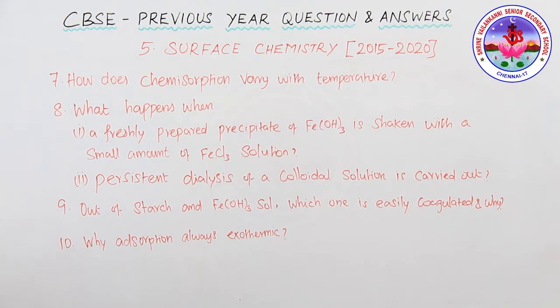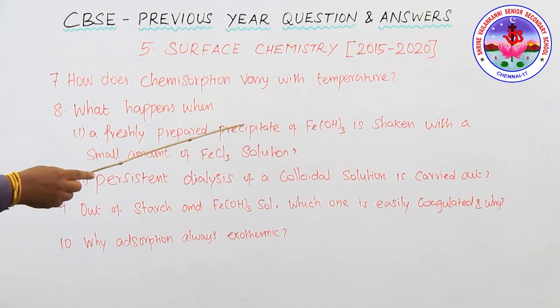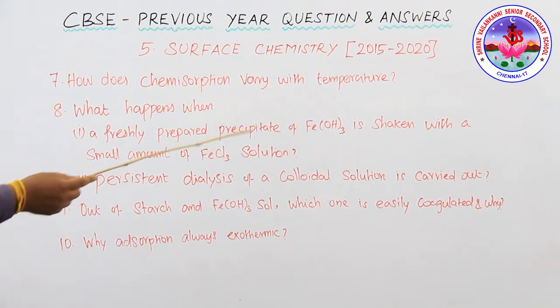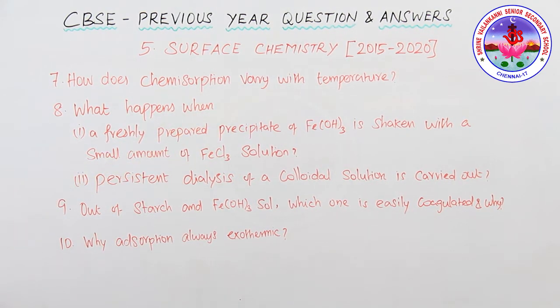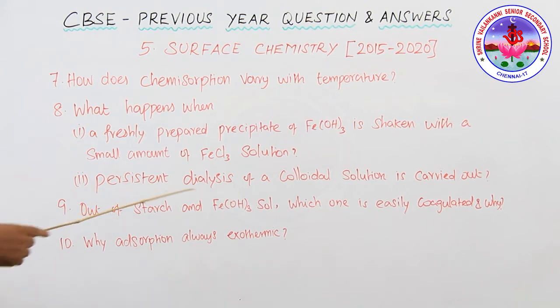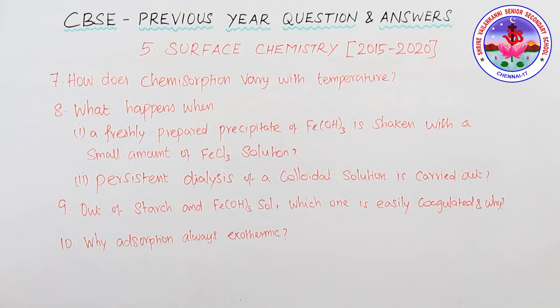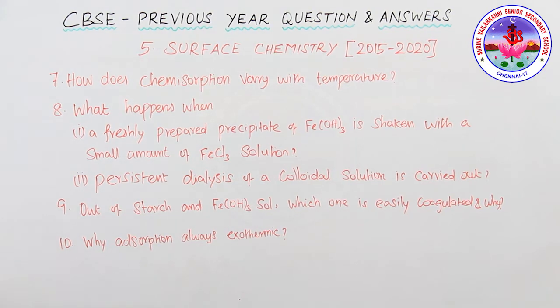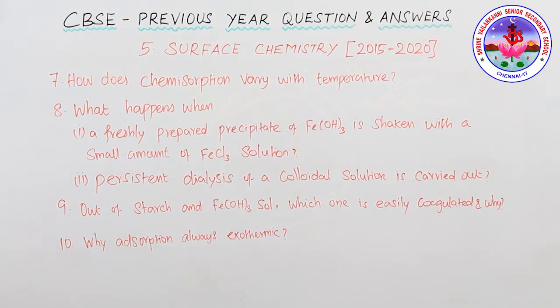Then what happens when a freshly prepared precipitate of ferric hydroxide salt is shaken with a small amount of ferric chloride solution? Then, persistent dialysis of a colloidal solution is carried out. What happens when the persistent dialysis of a colloidal solution is carried out? Now, first you have to check, there are two questions, that is, there are two subdivisions.